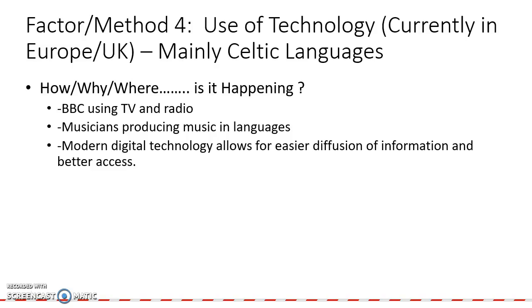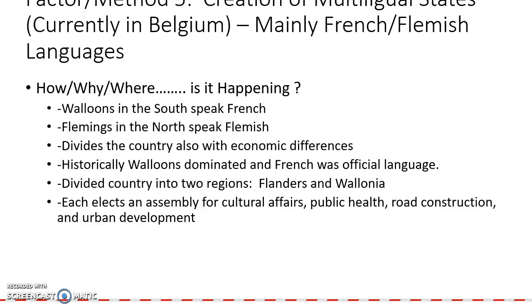Next, another way that they are trying to revive languages is by creating multilingual states. So these languages that have become extinct, especially because they were influenced by a more dominant group, one of the ways that they're trying to revive them is to create the multilingual state. They're doing this in Belgium, mainly because they want to revive and preserve the Flemish language.